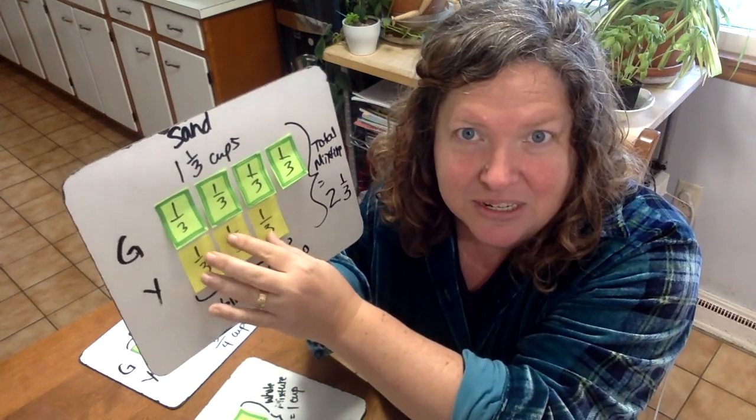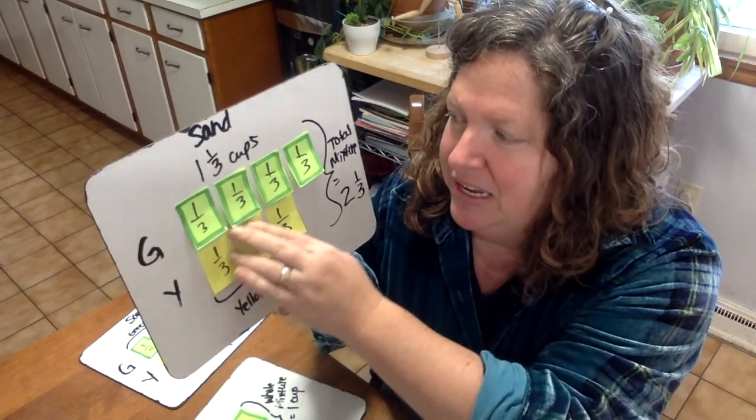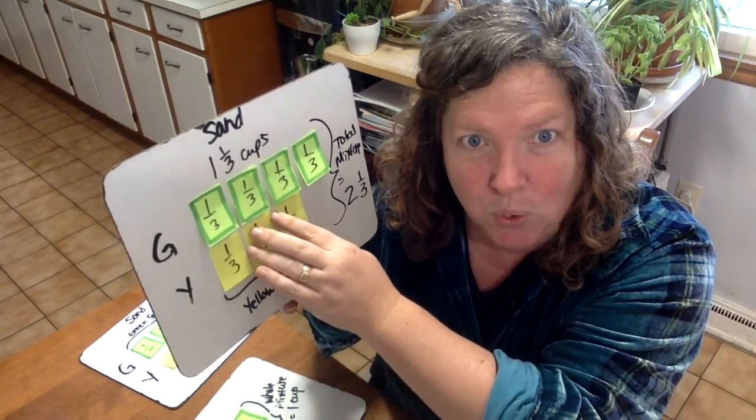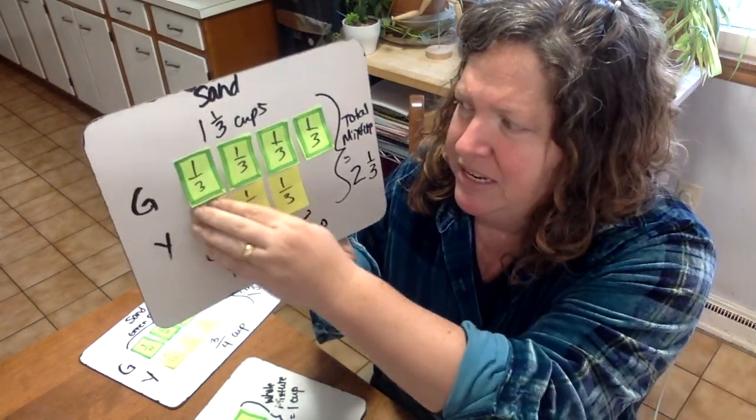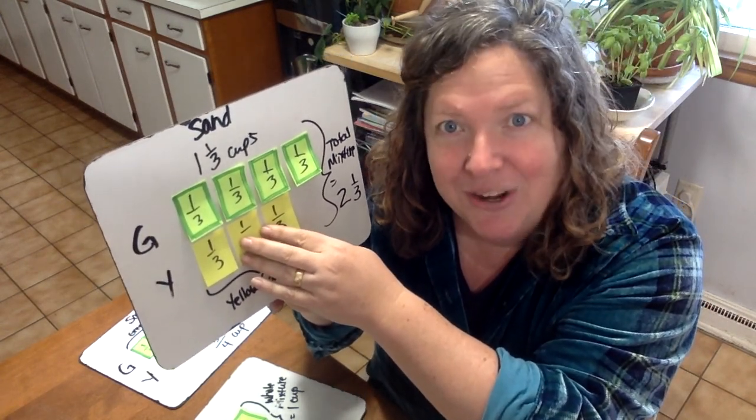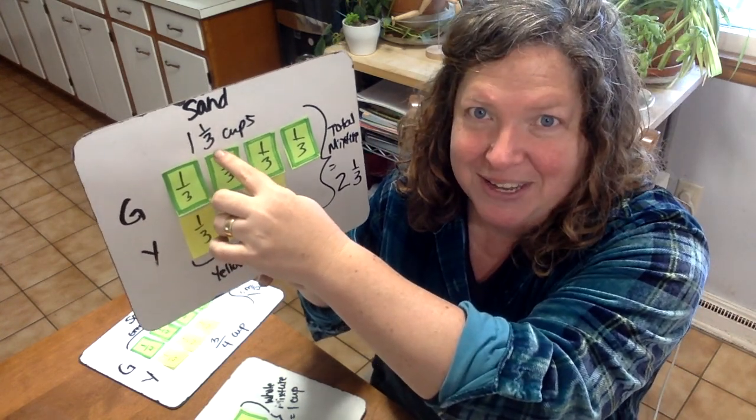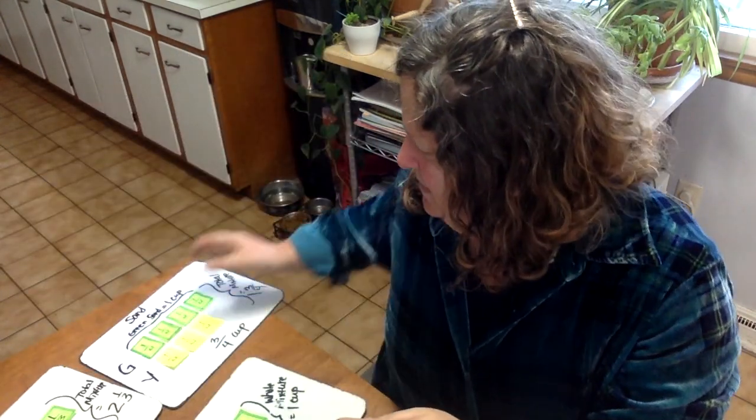So we know the yellow sand has 3. The green has more than that. If we're talking about the yellow sand being like the whole thing, in this case, here it is. Here's the yellow sand being the whole thing. It's 1 1/3 times. Look at this. 1 1/3 times. See how that matches up?